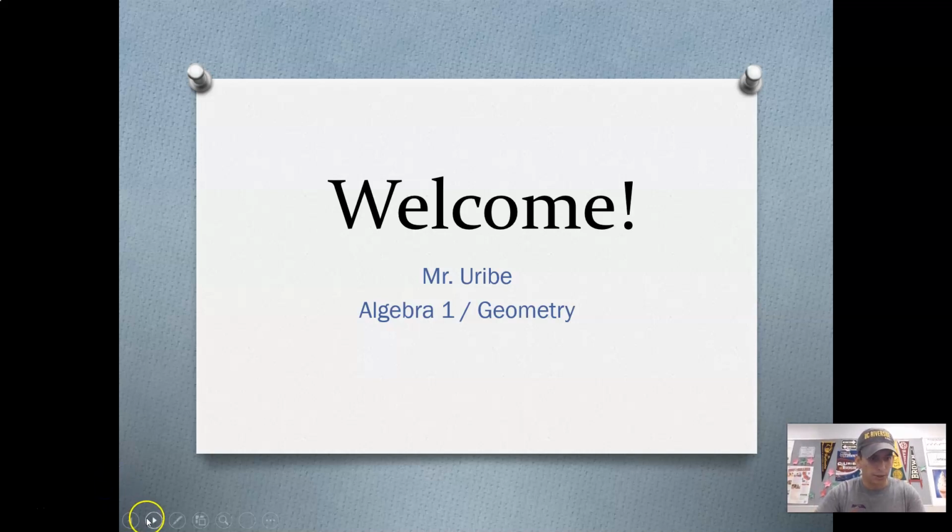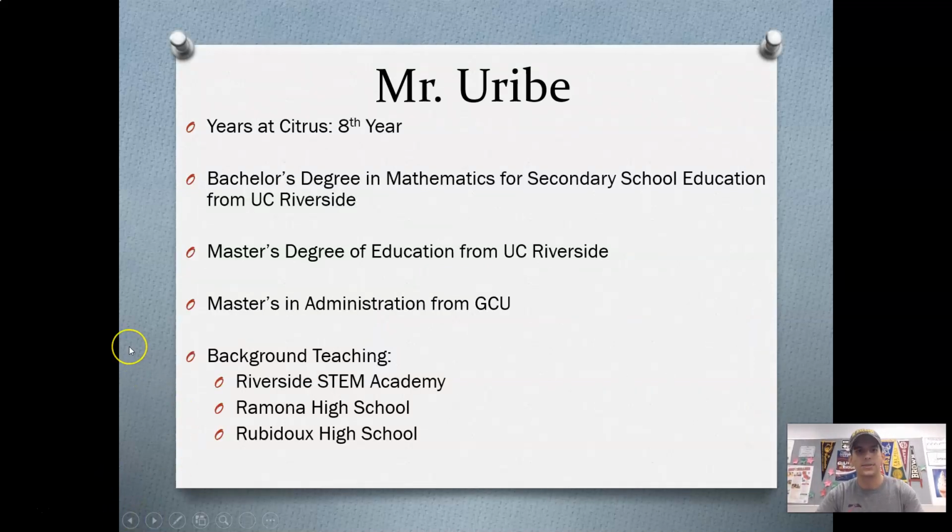If we scoot over to our next slide, just a little bit about myself. Again, my name is Mr. Uribe. I've been teaching here at Citrus Hill High School for 8 years. This is my 8th year teaching here. A little bit about my educational background: I got my bachelor's in mathematics for secondary school teaching from UC Riverside. That's also where I received my credential and my master's in education. Recently, last year, I got my master's in administration from Grand Canyon University. And a little bit more about my background experience: during my undergrad, I taught at Riverside STEM Academy, Ramona High School, and Rubidoux High School.